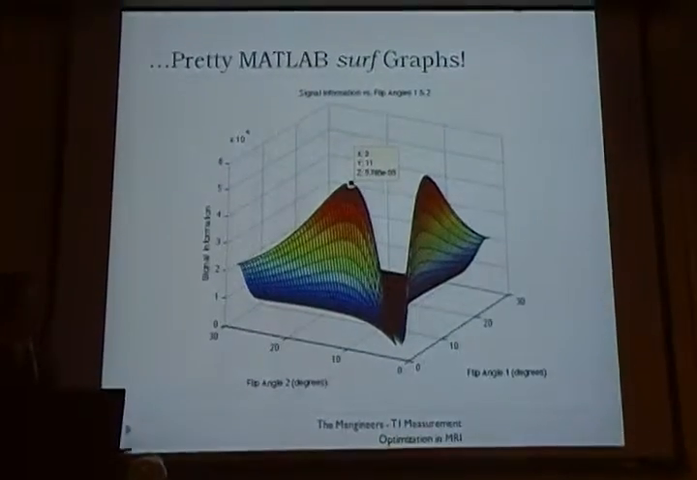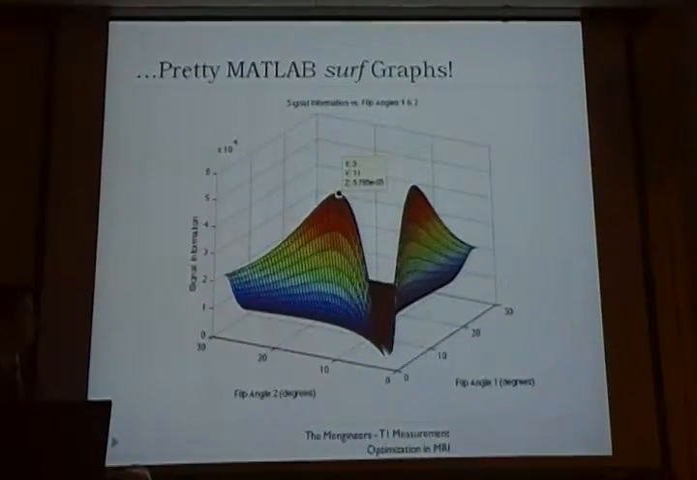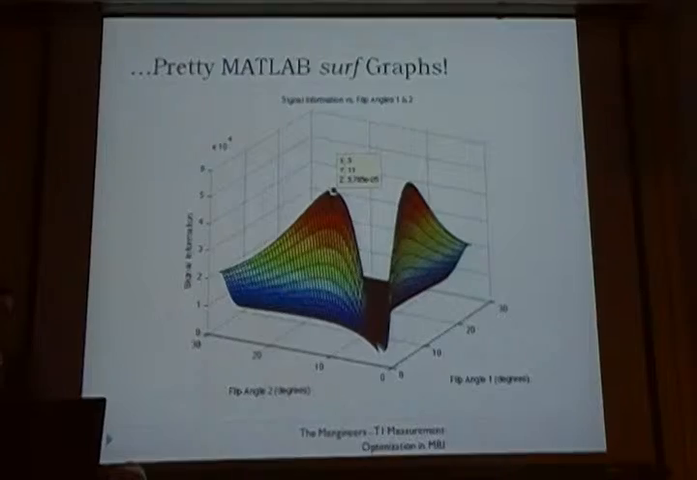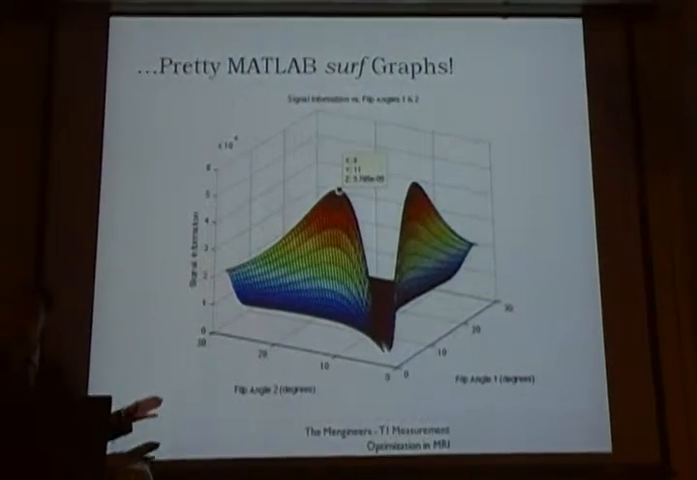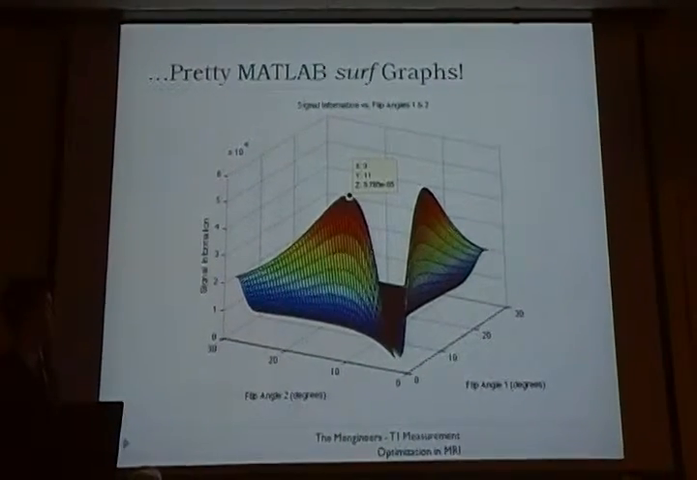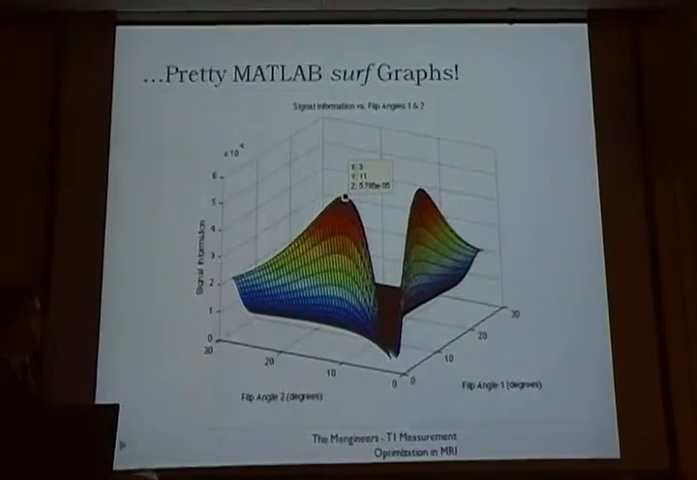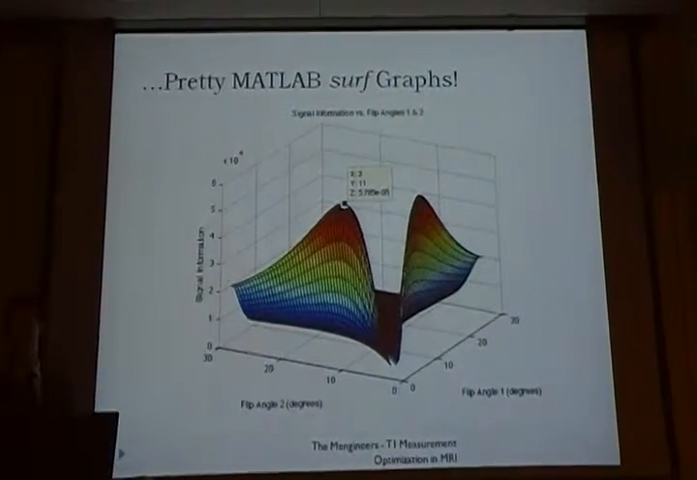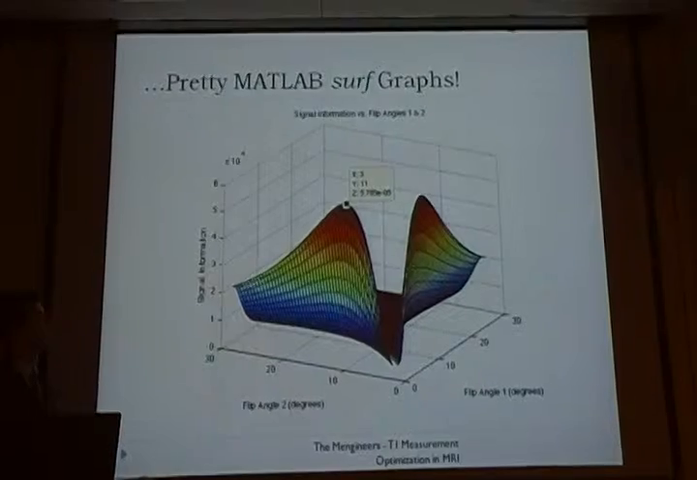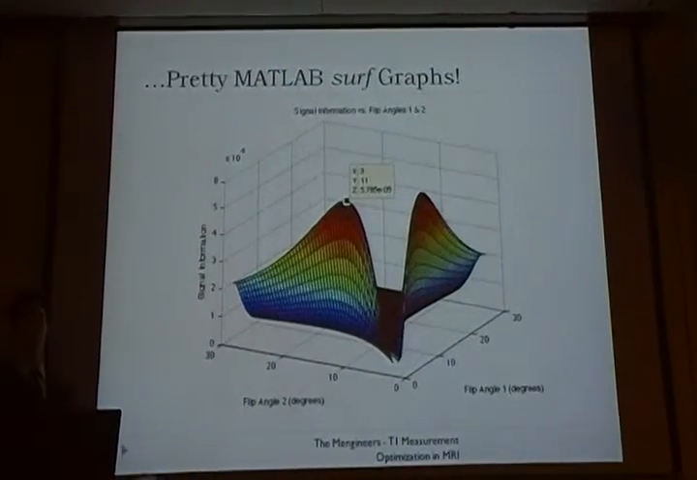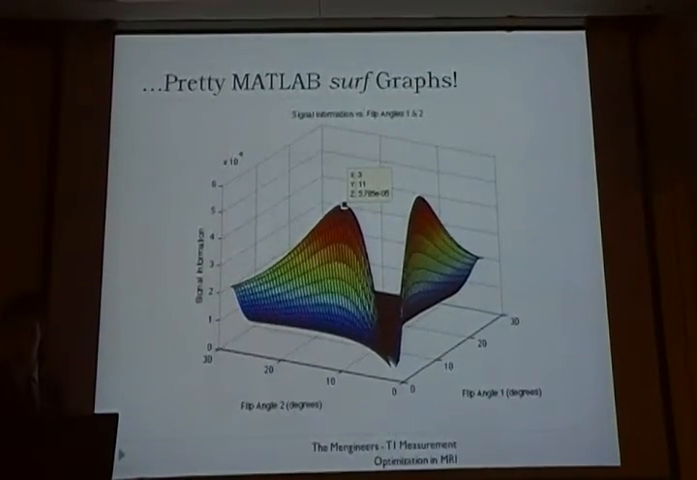A very nice MATLAB surface plot. What we see here is signal information as a function of our first 2 flip angles. As we can see here, this is for a set repetition time and a set T1 value. And as we can see here, 3 and 11 were the optimal for this particular run.